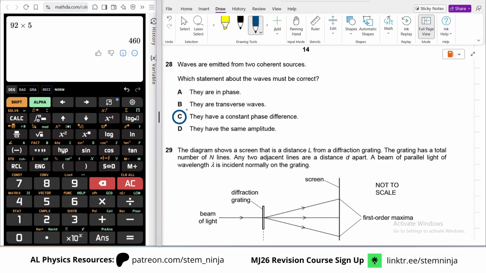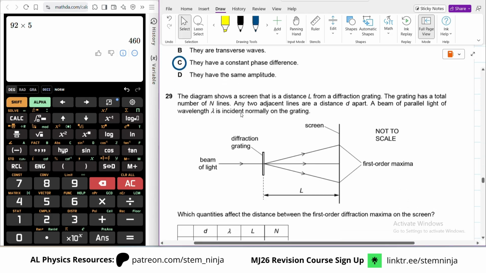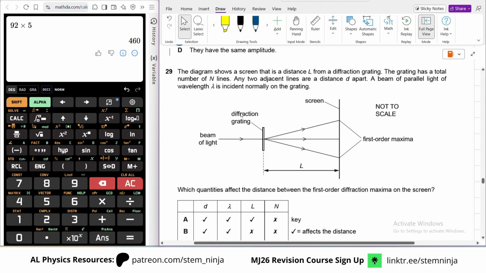Simple factual knowledge. The diagram shows a screen that is a distance L from the diffraction grating. The grating has a total number of N lines. Any 2 adjacent lines are a distance D apart. A beam of parallel light of wavelength lambda is incident normally on the grating. Which quantities affect the distance between the first order diffraction maxima on the screen? So first order diffraction maxima.